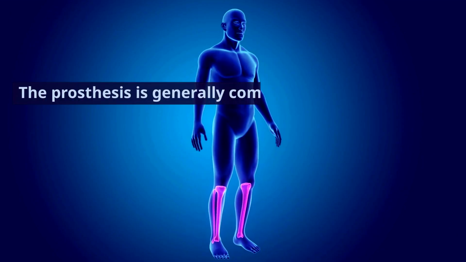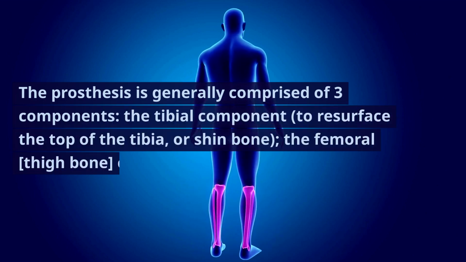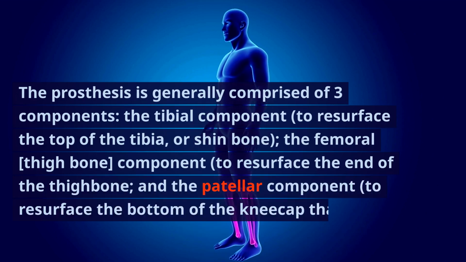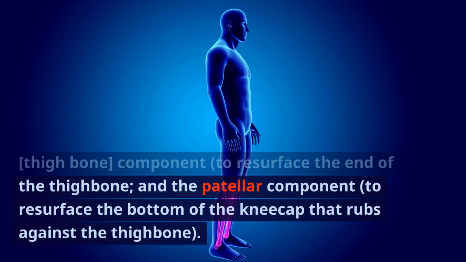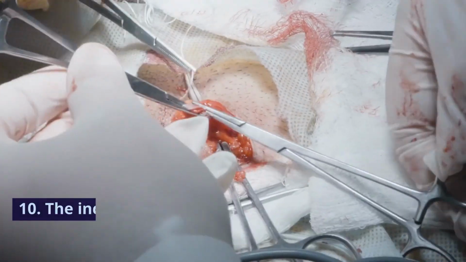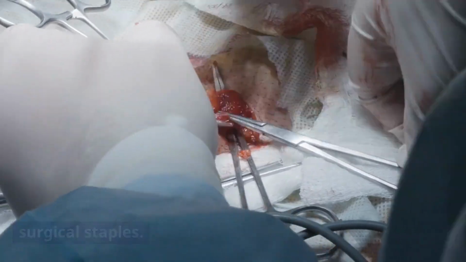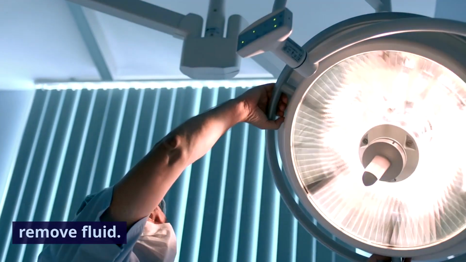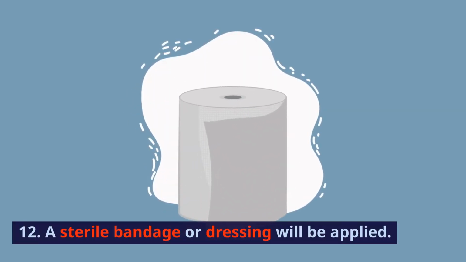The prosthesis is generally comprised of 3 components: the tibial component, to resurface the top of the tibia, or shin bone, the femoral, thigh bone, component, to resurface the end of the thigh bone, and the patellar component, to resurface the bottom of the kneecap that rubs against the thigh bone. 10. The incision will be closed with stitches or surgical staples. 11. A drain may be placed in the incision site to remove fluid. 12. A sterile bandage or dressing will be applied.